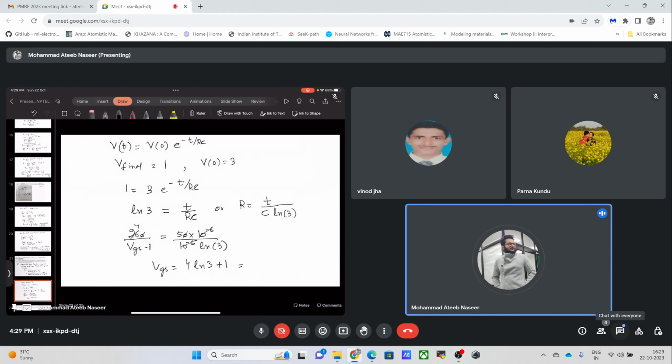Ln of 3 into 4 plus 1 is 5.394 volts. Okay, we have found this value, which came out to be equal to 5.394.